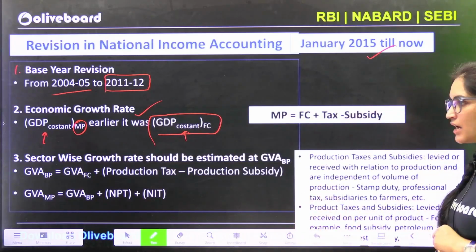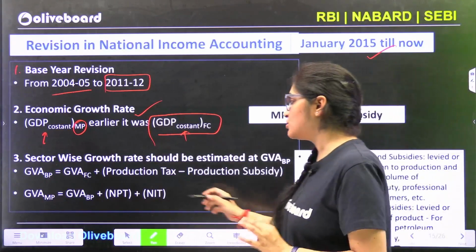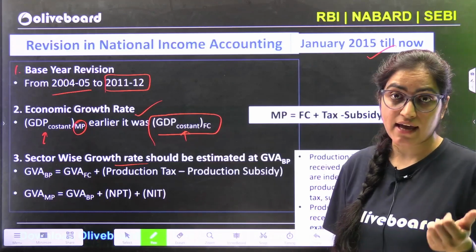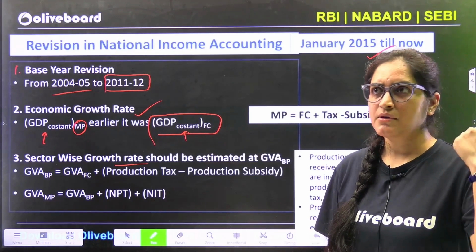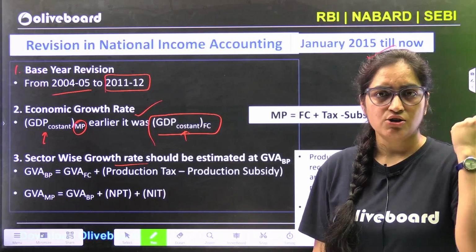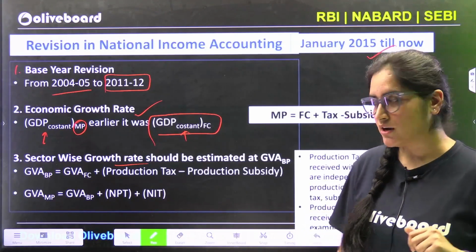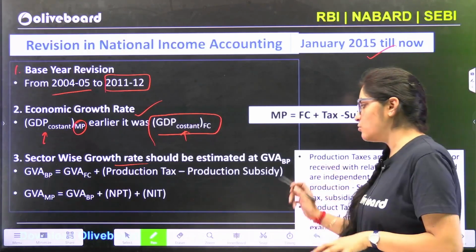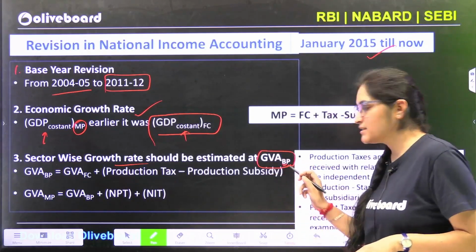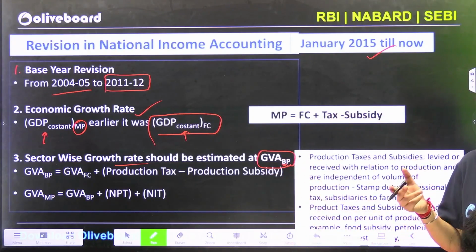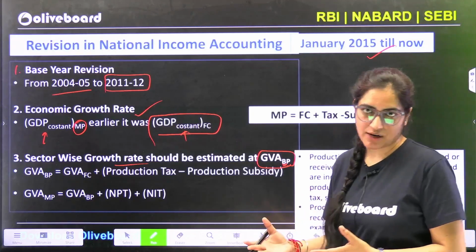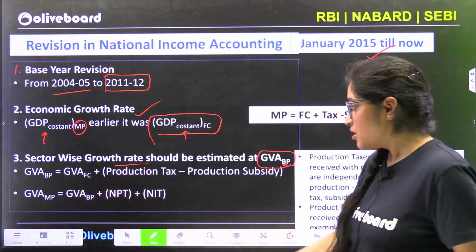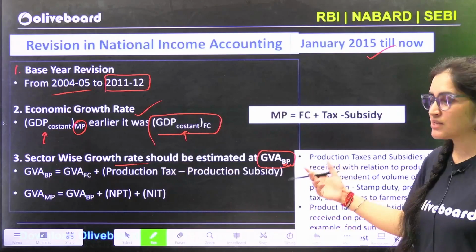The next thing that was done was sector-wise growth rate estimation. If we are talking about specific sectors, that can be your automobile sector, your hospitality sector, your tourism sector, or whatever sector you are looking into. For sector-specific calculation, we headed towards gross value added at basic prices. BP stands for basic prices. Now what are these basic prices? Basic prices are nothing but factor cost plus production taxes minus production subsidies.